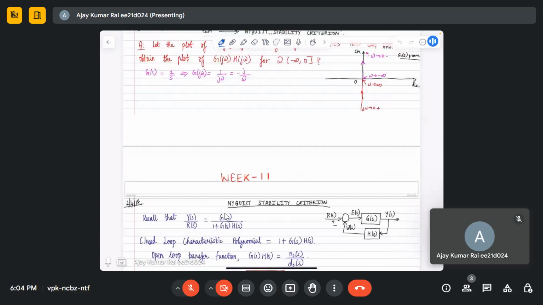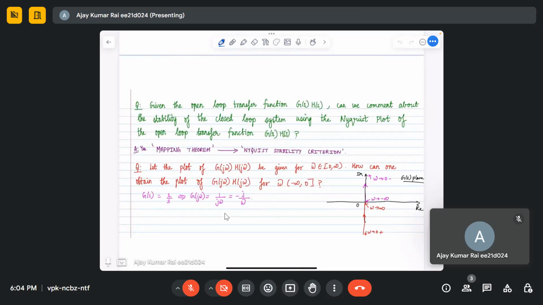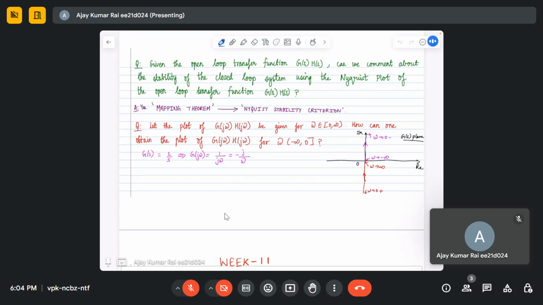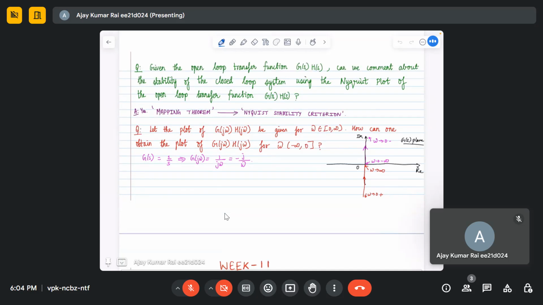So in the previous week, we were looking at the Nyquist plot: how to draw the Nyquist plot as omega is varied from 0 to infinity. So we are mapping the points from the S plane to the GS plane. That is called the Nyquist plot. We have plotted the Nyquist plot from omega equal to 0 to infinity. But if you want to plot for the negative frequencies, it is a mirror image of that.